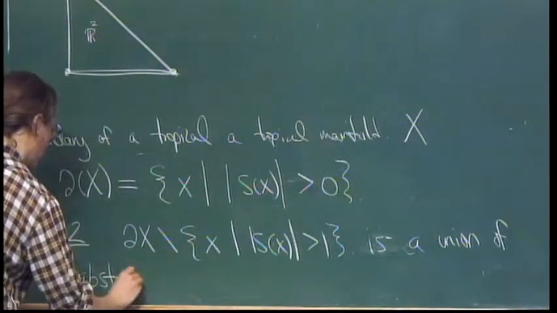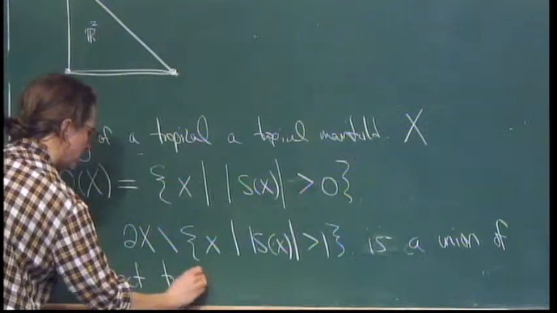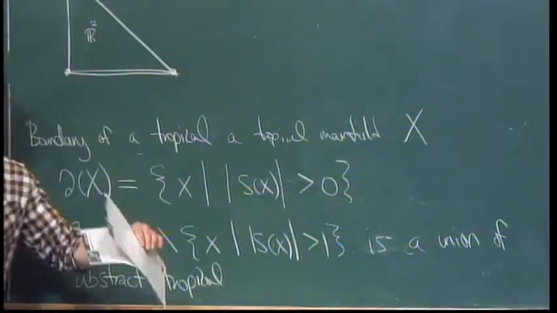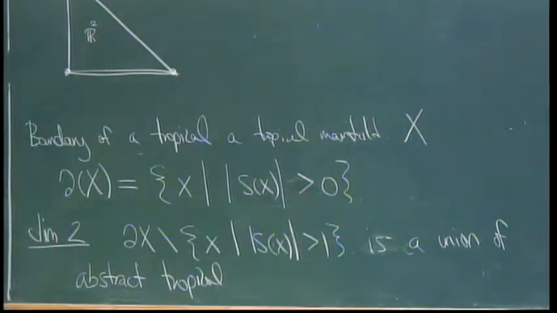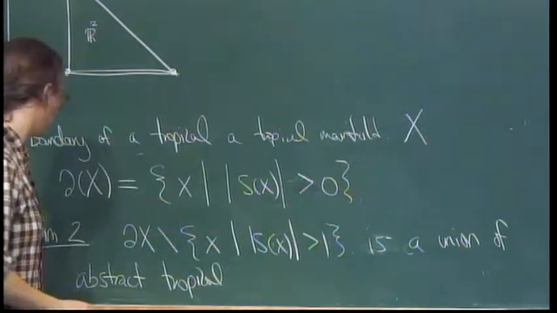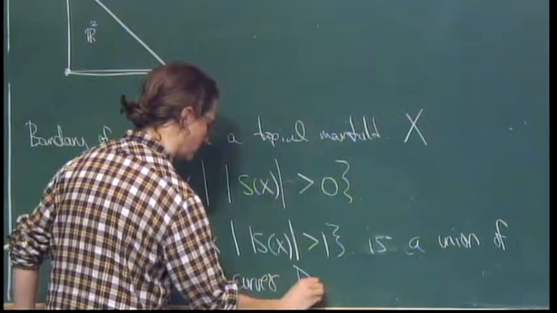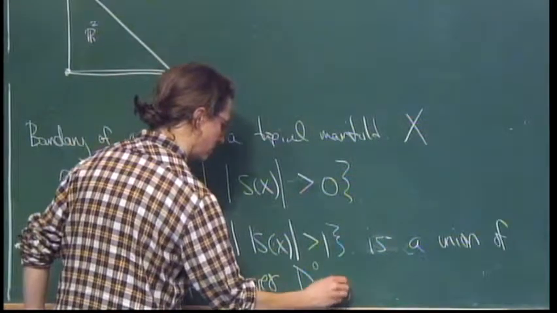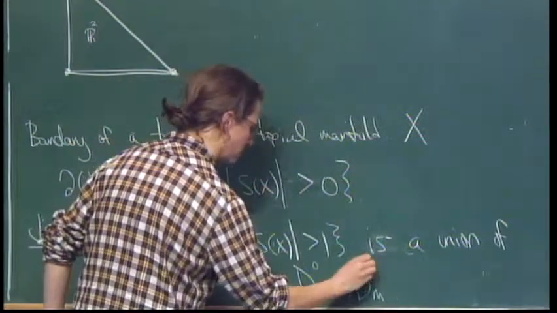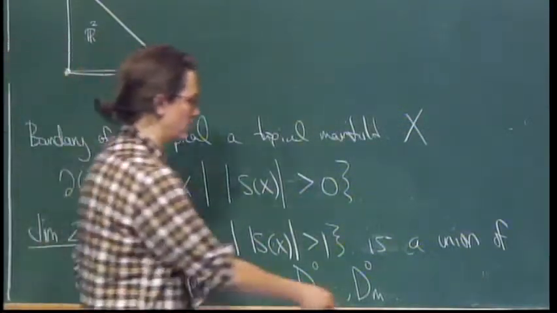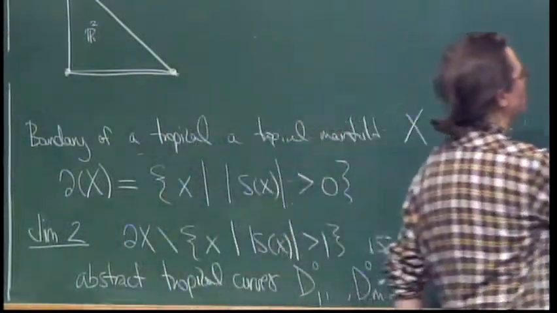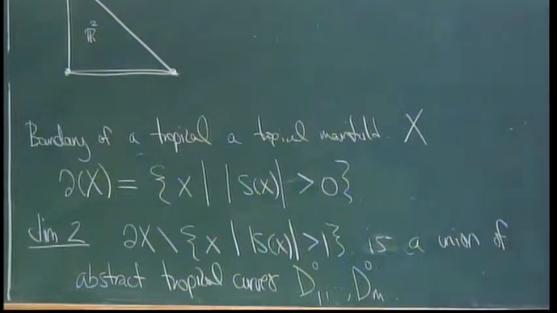All of these tropical curves have their leaves, their endpoints at infinity, removed, but we can put them back. Okay, and we'll call their closures again an irreducible boundary divisor.